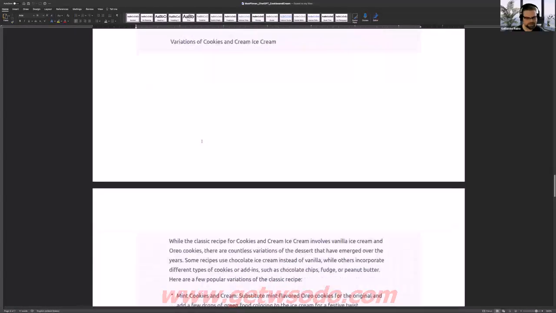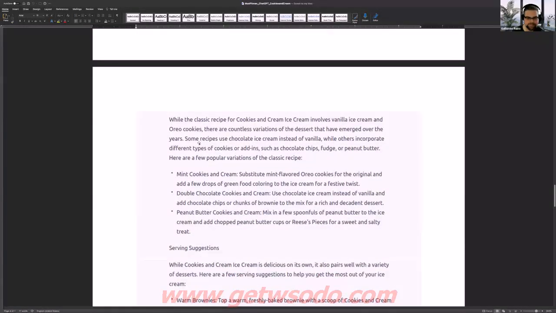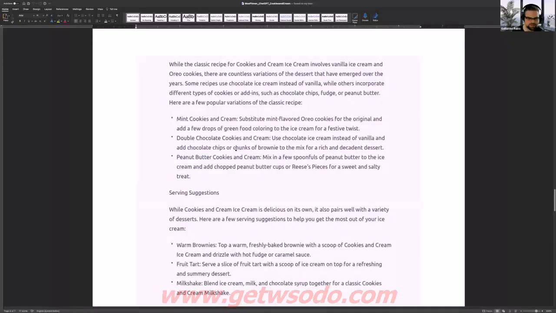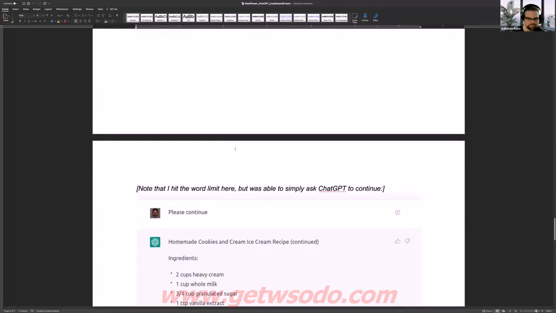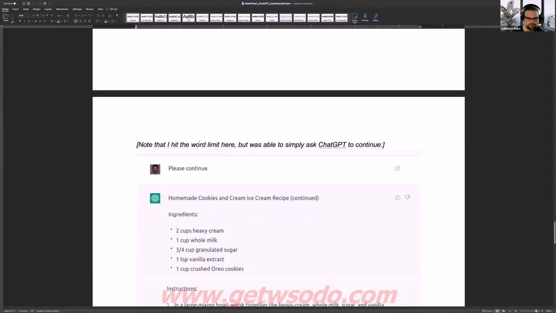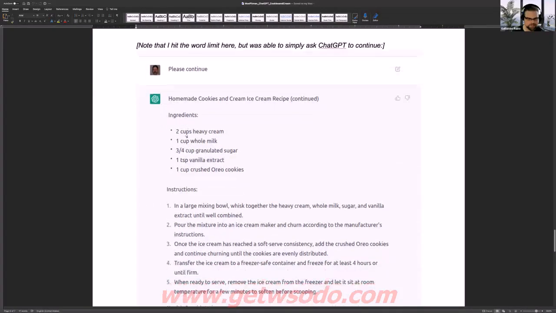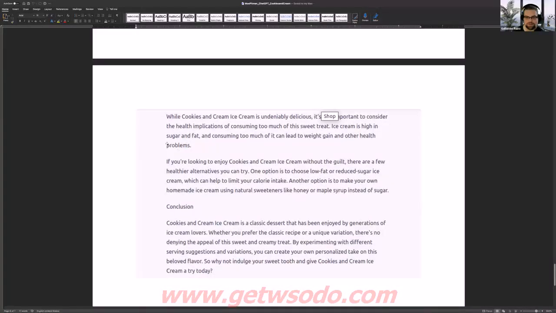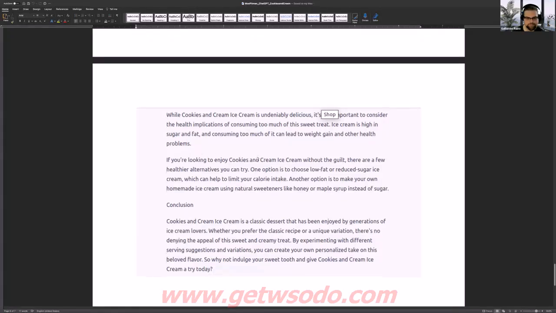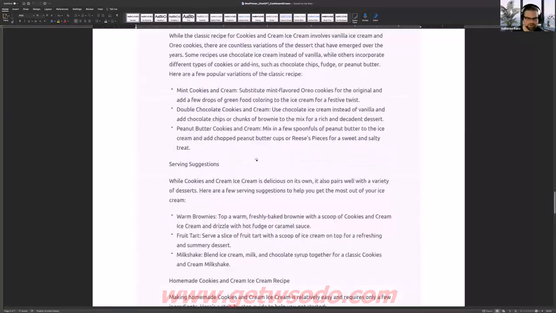So far, the article is making sense logically, like it's structured well. Then we have variations, serving suggestions. Yep, also hit the word limit, that's fine. But then he asked it to please continue, which is great. Health considerations. So overall, I think it's a good article. It's a good start to an article, let's put it that way.